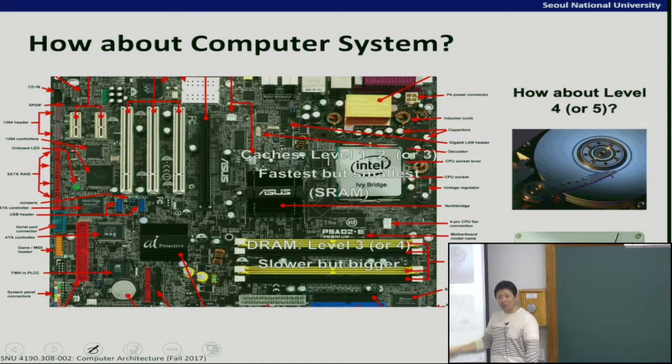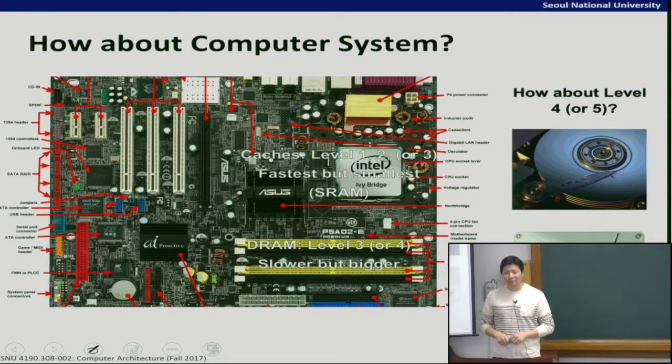If you actually have one more level, what will be the next level? Internet, cloud storage, right? Dropbox, or some Google Drive, and so on, right?